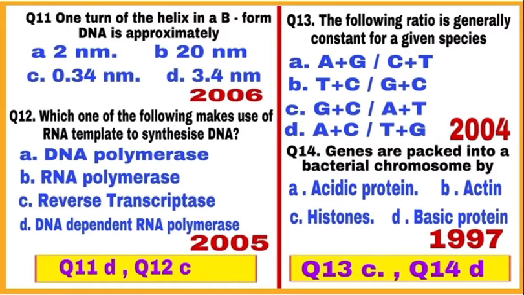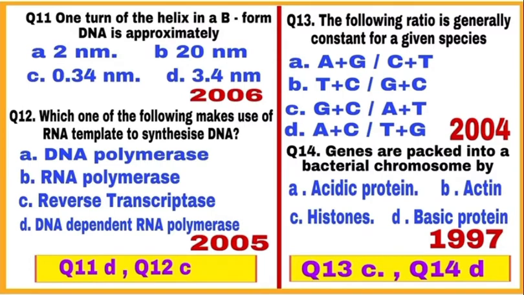क्वेश्चन नंबर 12. विच वन ऑफ द फॉलोइंग मेक्स यूज ऑफ RNA टेम्पलेट टू सिंथेसाइज DNA? रिट्रोवायरस में RNA टेम्पलेट से DNA का सिंथेसिस होता है एंड फॉर दिस एंजाइम रिवर्स ट्रांसक्रिप्टेज इज यूज्ड. सो करेक्ट आंसर इज सी. रिवर्स ट्रांसक्रिप्टेज uses RNA template to synthesize DNA. Mark C as a correct option.